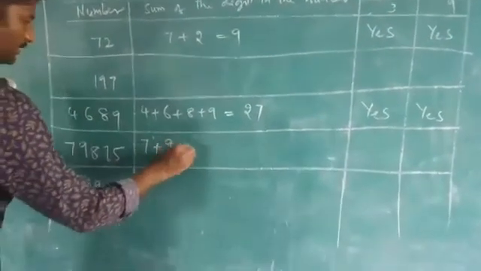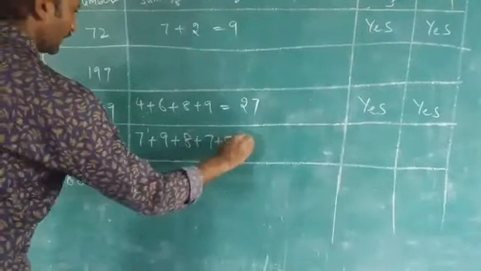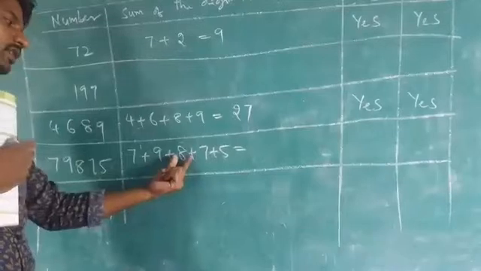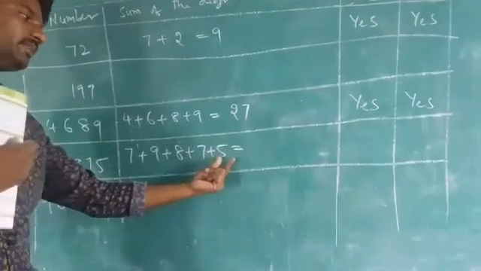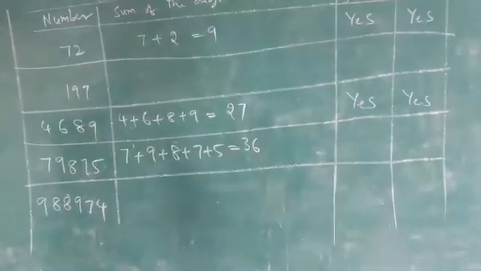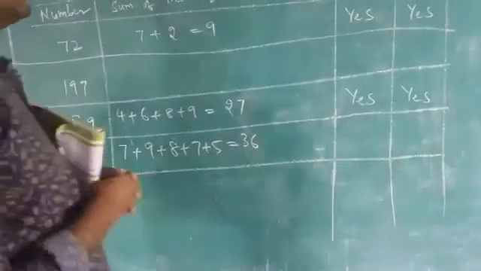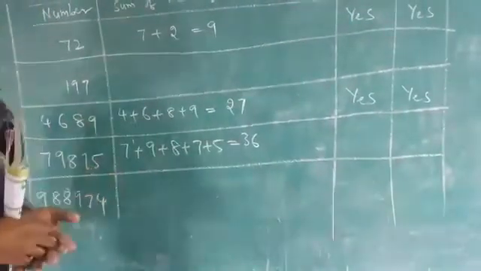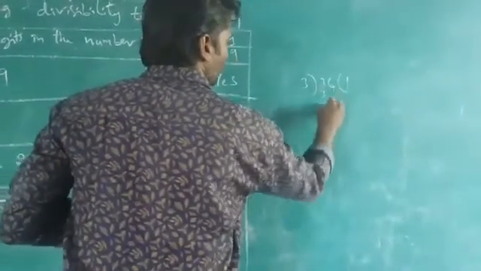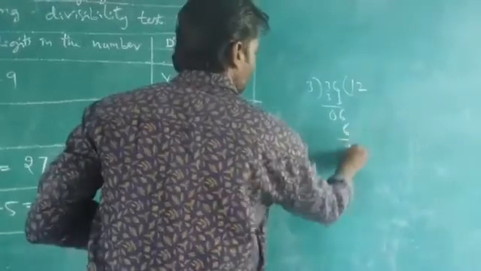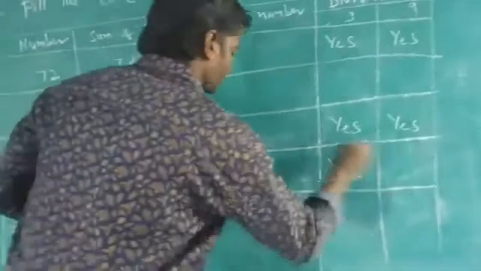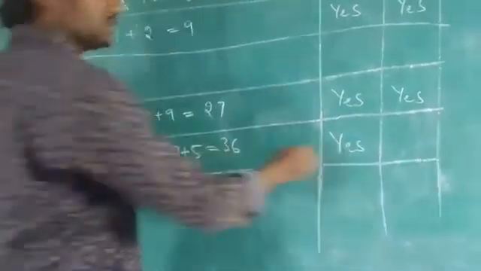7 plus 9 plus 8 plus 7 plus 5. 7 plus 9 is 16. 16 plus 8 is 24. 24 plus 7 is 31. 31 plus 5 is 36. Is 36 divisible by 3? Suppose you don't know if 36 comes in the 3 table, then do division. 3 ones are 3, remainder 0, 3 sixes are 18. Yes, it is divisible by 3. And it is also in the 9 table, 9 fours are 36.